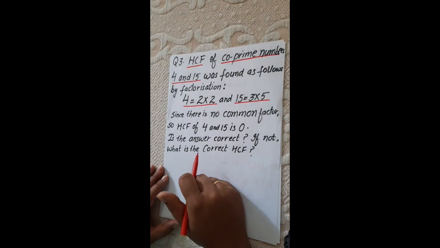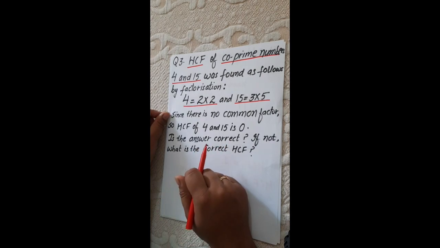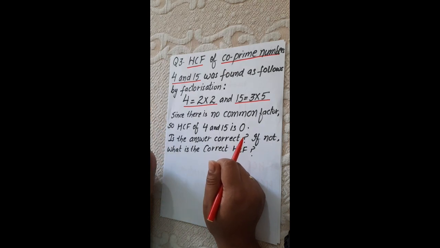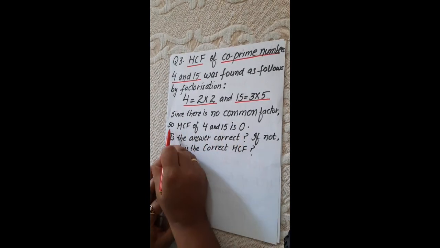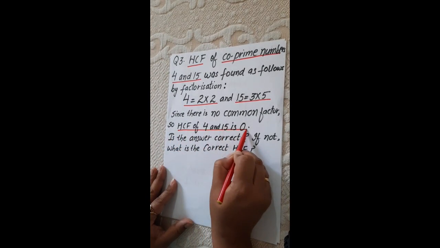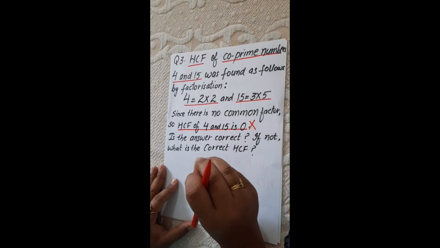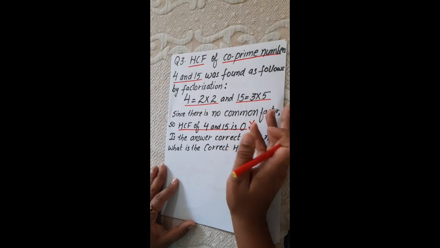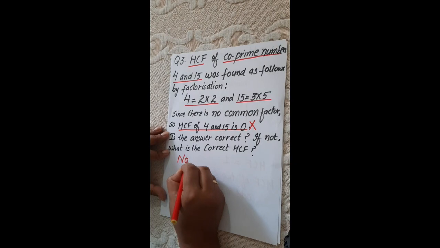So as we did in question number 2, if there are no common factors, then the common factor is 1, because 1 is the factor of every number and 0 cannot be a factor of any number. Always keep in mind, बच्चे, 0 cannot be a factor of any number. So this statement is incorrect, because here it is written HCF of 4 and 15 is 0. This is an incorrect statement, because 0 cannot be a factor of any number. If there is no common factor, then the common factor of 4 and 15 is 1. So my answer is no.